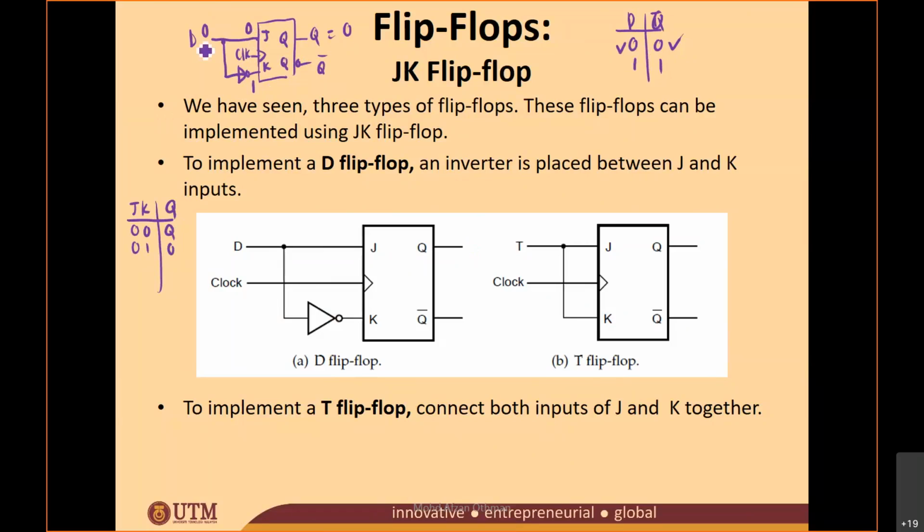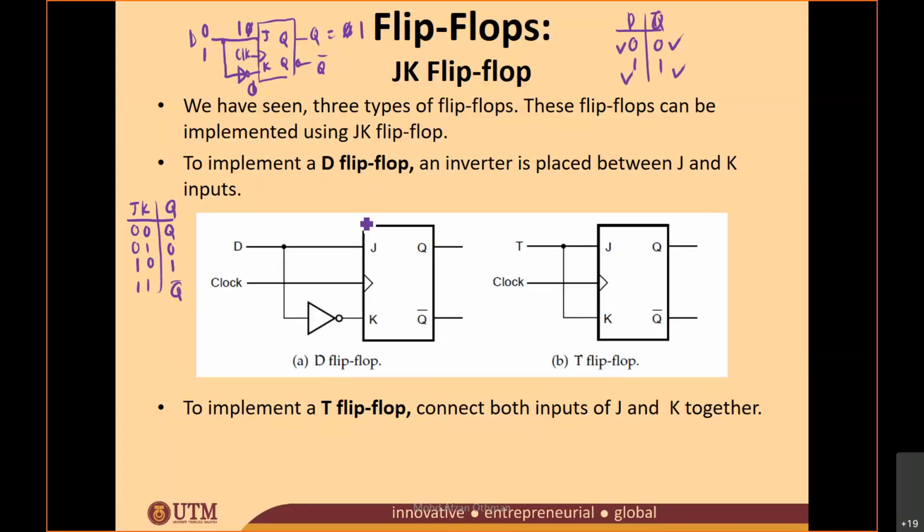Okay, next kamu masukkan pula 1. Okay, J akan jadi 1. Okay, K akan jadi kosong. Bila J 1, K kosong, what happen to your Q? J 1, K kosong, dia akan jadi set. Okay, dia akan jadi set. So this one pun sama lah. Okay, so now dah jadi. Okay, you already designed the D flip-flop by using the JK flip-flop.